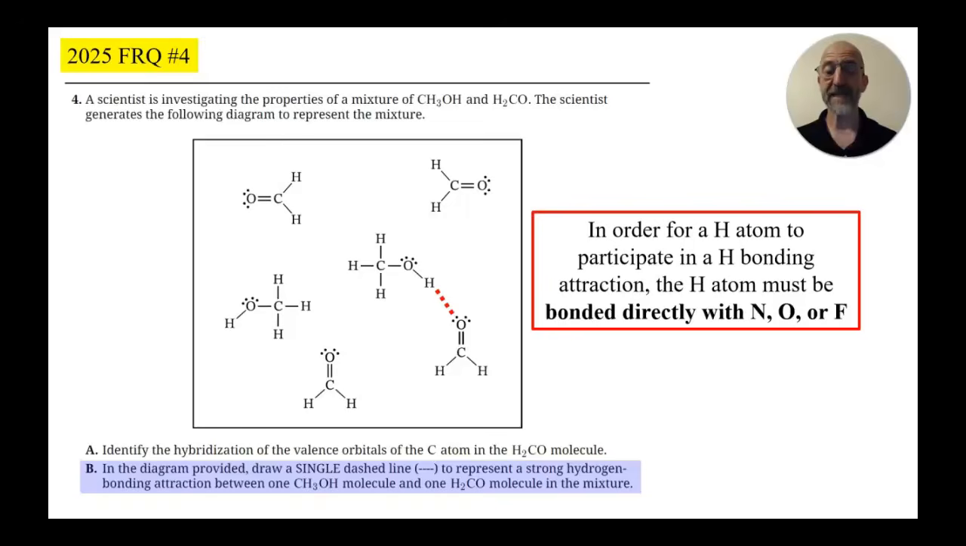and that would be a hydrogen bonding acceptor. Another possible answer to this question could have been this one. Again, kind of reaching out there to that oxygen on that H2CO molecule. And again, the hydrogen on the CH3OH molecule, that is an acceptable hydrogen bonding donor because the hydrogen is directly bonded to the oxygen.